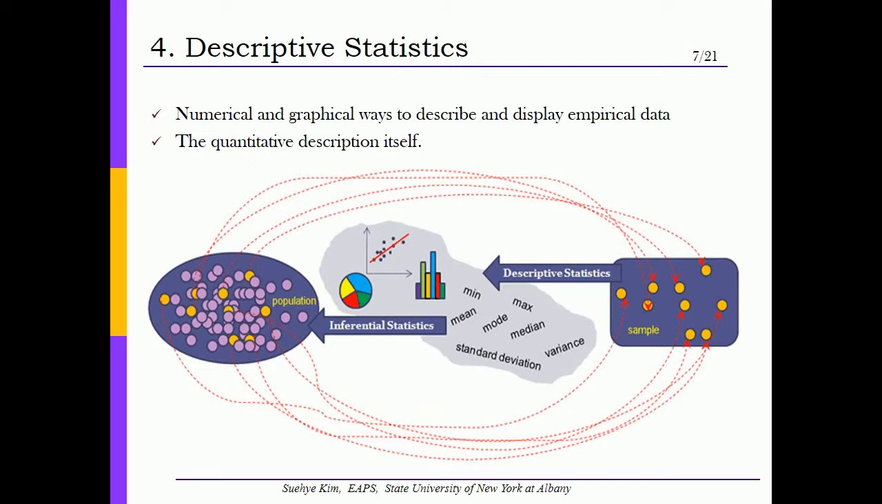Using numerical and graphical ways, we can describe and display empirical data. Descriptive statistics is the term given to the analysis of data that helps describe, show or summarize data in a meaningful way such that, for example, patterns might emerge from the data. Descriptive statistics do not, however, allow us to make conclusions beyond the data we have analyzed or reach conclusions regarding any hypotheses we might have made. They are simply a way to describe our data.